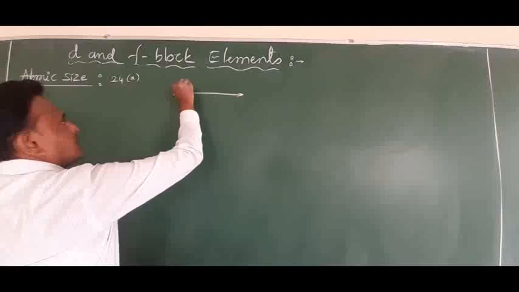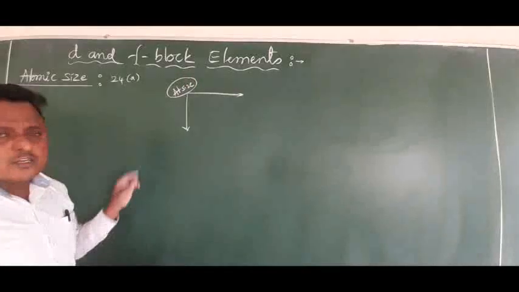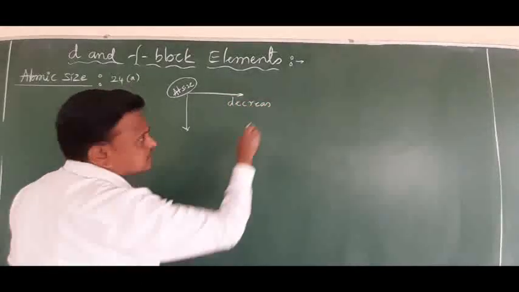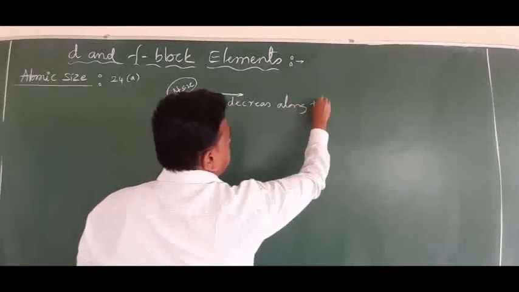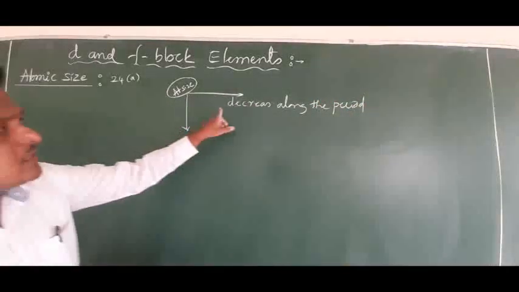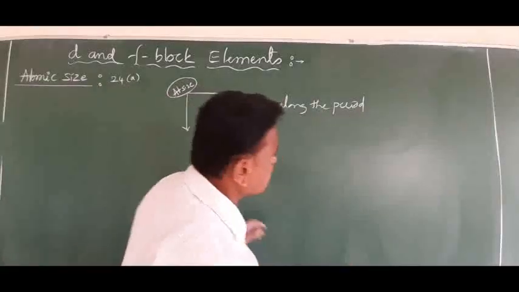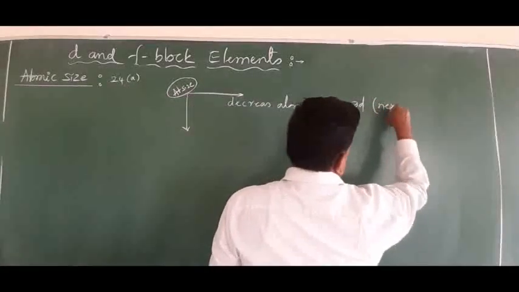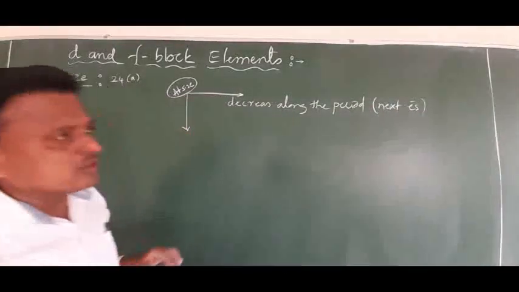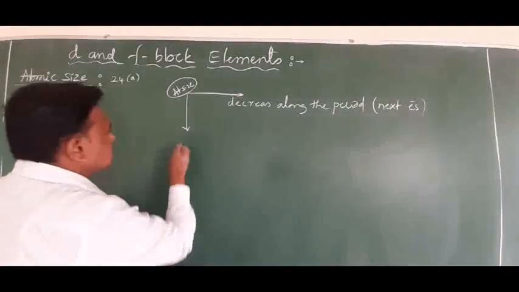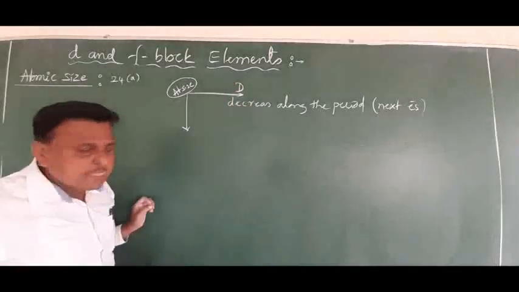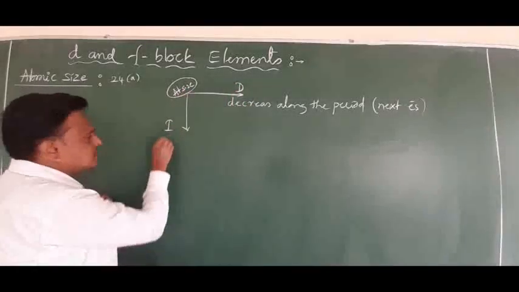This is atomic size. Atomic size always decreases along the period. I repeat, atomic size always decreases along the period because the next electrons enter into the same orbital. Yes, it decreases along the period. Yes, down the group, it must increase.